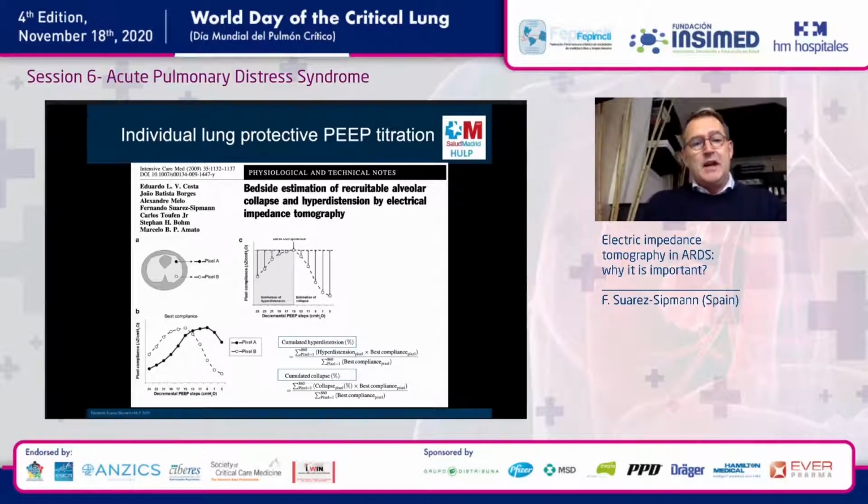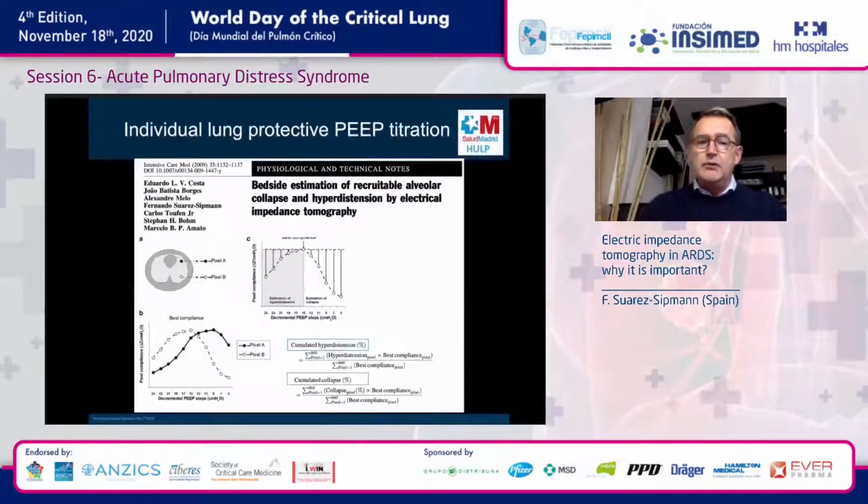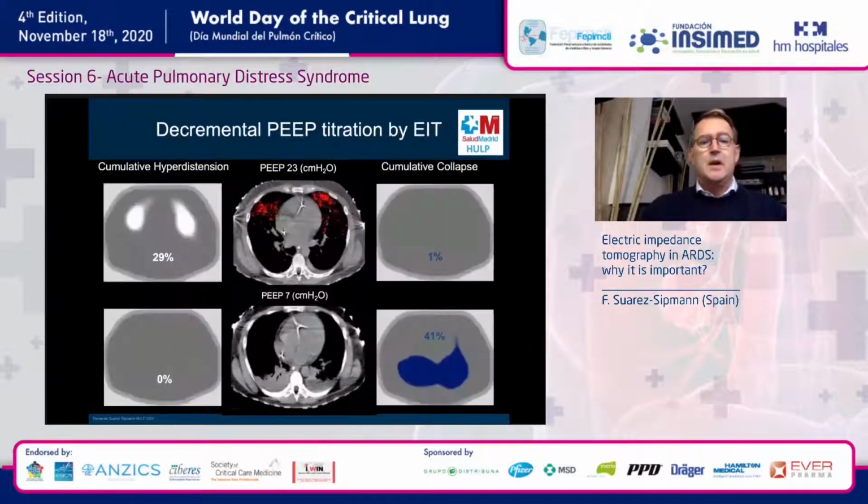This nice publication by Costa and co-workers looked at the possibility of using electrical impedance tomography to titrate the level of PEEP, combining the concept of EIT with another well-established concept, lung recruitment and decremental PEEP titration. They were able to demonstrate that EIT can detect, with quite a nice level of precision, the amount of hyperdistension and lung collapse during a decremental PEEP trial, which are the two mechanisms most directly involved with ventilation-induced lung injury. In this paper, a few cases were presented, and this is one of them.